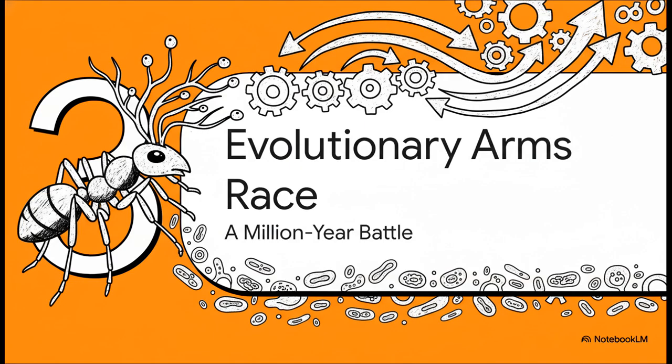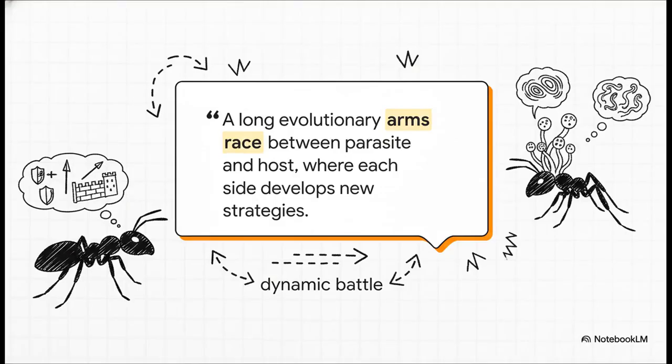Now, a relationship this complex, and let's be honest, this weird, doesn't just pop up overnight. This is the result of millions of years of silent, microscopic warfare, a true evolutionary arms race. And the key thing to get here is that this is a dynamic battle. It's constantly changing. For every new trick the fungus comes up with, the ants evolve a new defense. It's this constant push and pull, this back and forth, with each side forcing the other to get smarter and more sophisticated.